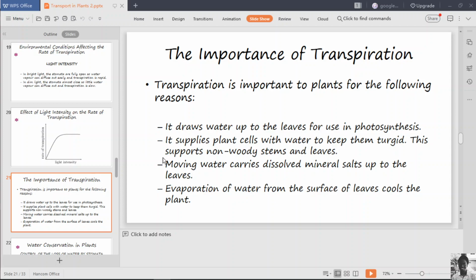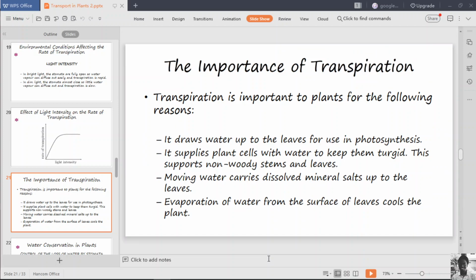Let us now look at the importance of transpiration to plants. Now, transpiration is important to plants for the following reasons. First of all, it draws water up to the leaves for use in photosynthesis. Remember that water is needed for photosynthesis. In the light reactions of photosynthesis, sunlight splits water molecules, and the hydrogen is used to reduce carbon dioxide to form glucose in the dark reaction or the light independent reaction. So water is very important to photosynthesis.